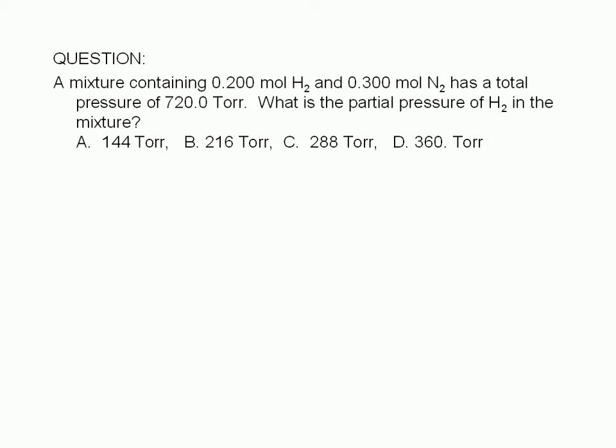A mixture containing 0.2 moles of hydrogen and 0.3 moles of nitrogen has a total pressure of 720 torr. What is the partial pressure of H2 in the mixture?